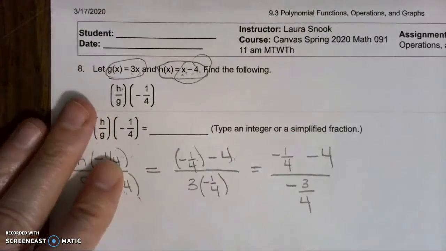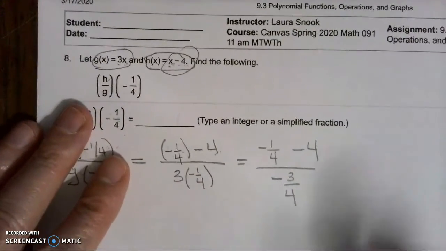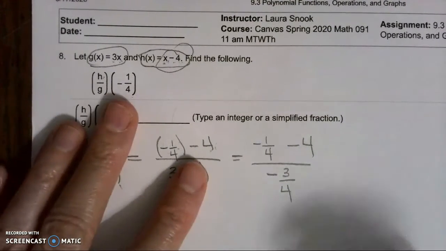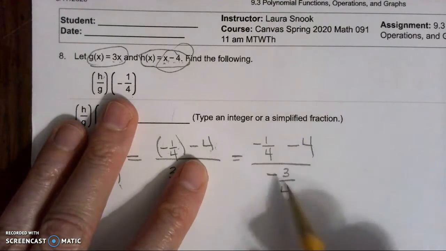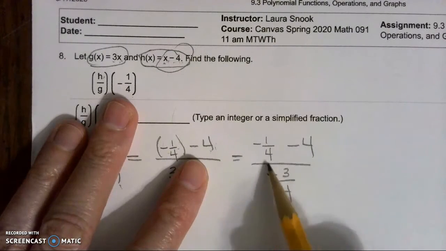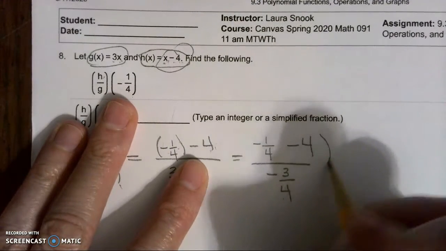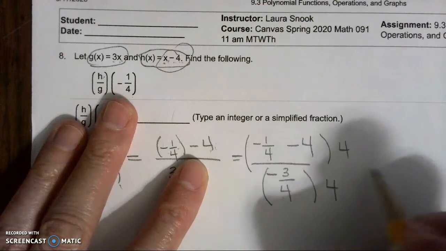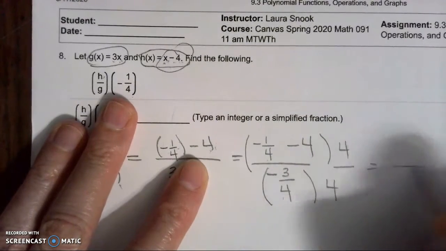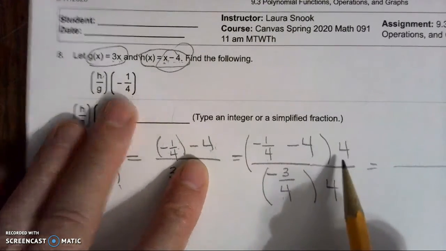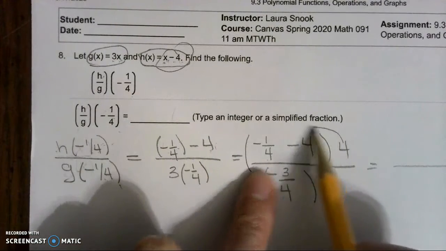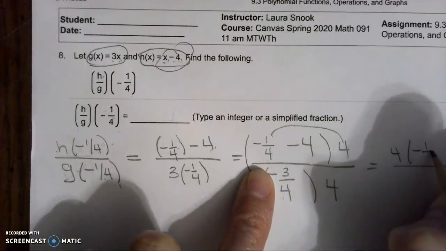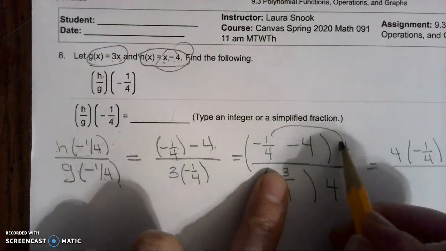Okay, so now we have a complex fraction, which we talked about in a previous chapter. There were 2 methods. The easier method would be to multiply both sides by the LCD of everything, which would be 4. So I'm going to multiply the numerator by 4 and the denominator by 4. So then I'm going to apply the distributive property, so I'm going to multiply these two together, and then these two together.